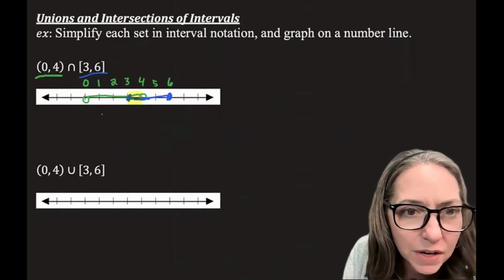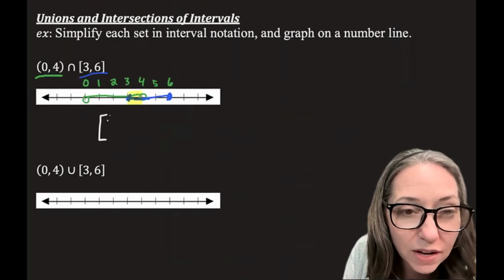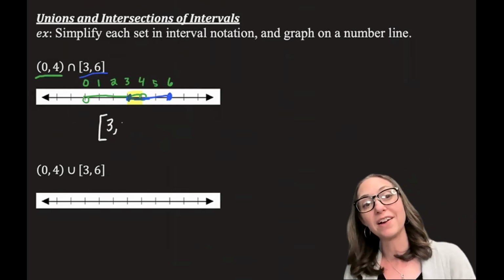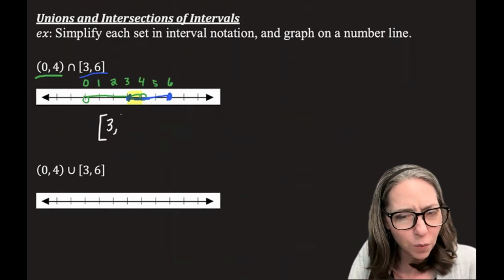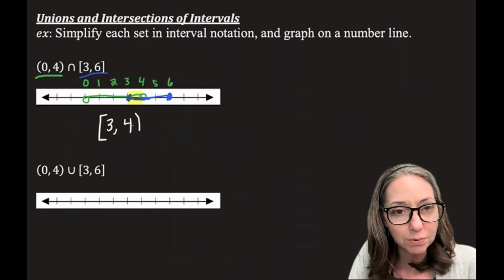That's it. And it looks like both sets of numbers do include 3, so we will put a bracket on that. And only one of the sets includes 4, so we'll put a parenthesis there.